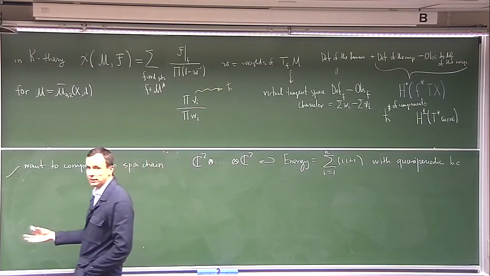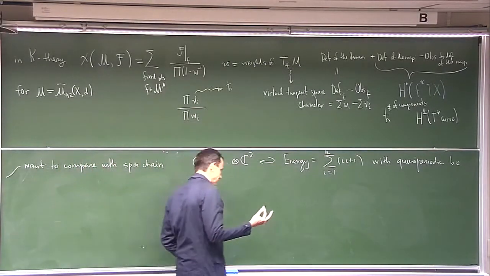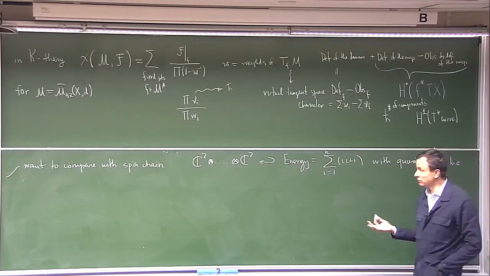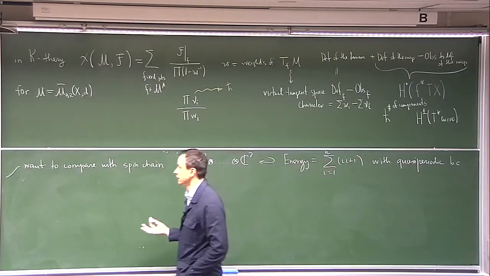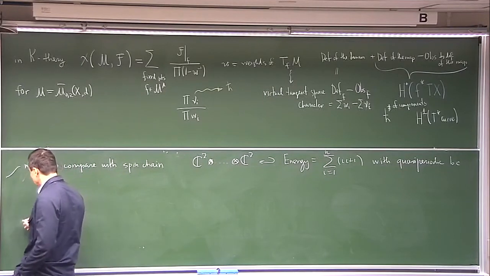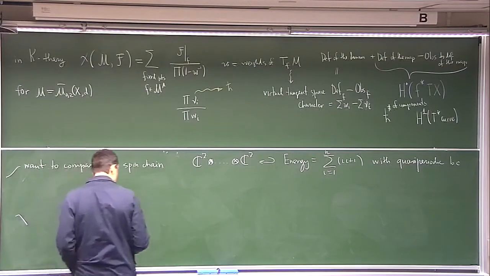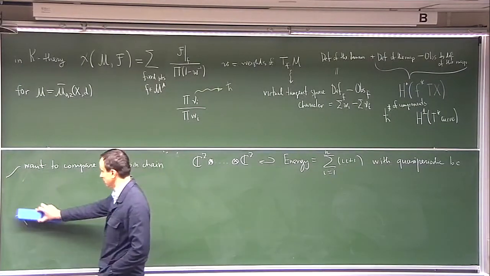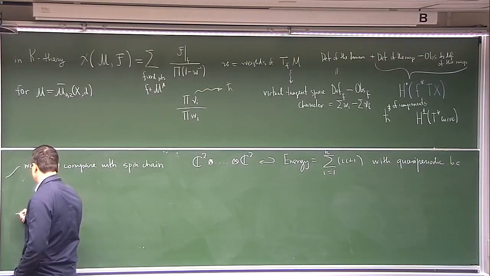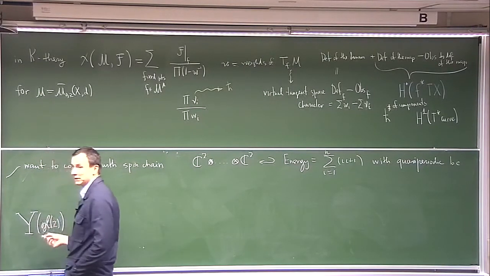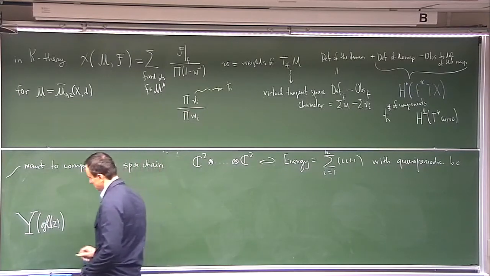And how will the comparison go? So first of all, the key to the comparison will be a certain quantum group. So let me go back to D again. So the Yangian of GL2. I'll explain what the quantum group is. It's a quantum group.